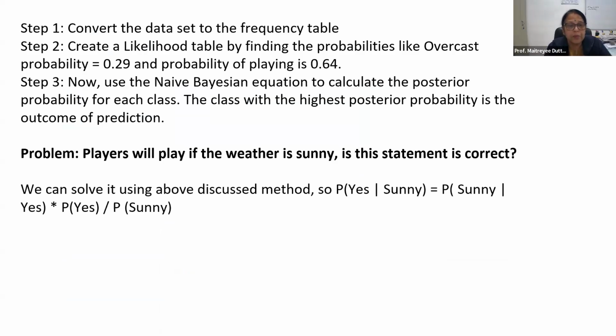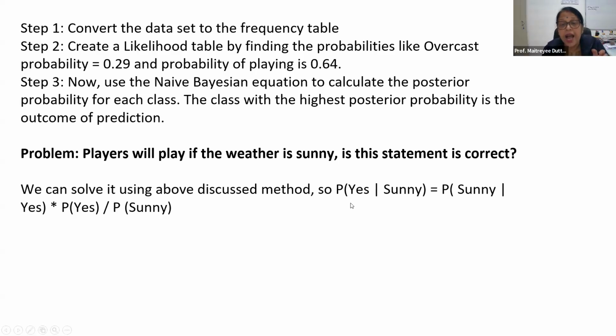Now, for example, this is the problem. Can you just tell me? I have told you. Now the question is, players will play. That means yes. Class is yes. If the weather is sunny, that means we have to find out yes given sunny. Last time I told you the example, yes given rainy. Now you have to find out yes given sunny. Probability of yes given sunny. Is this statement correct?